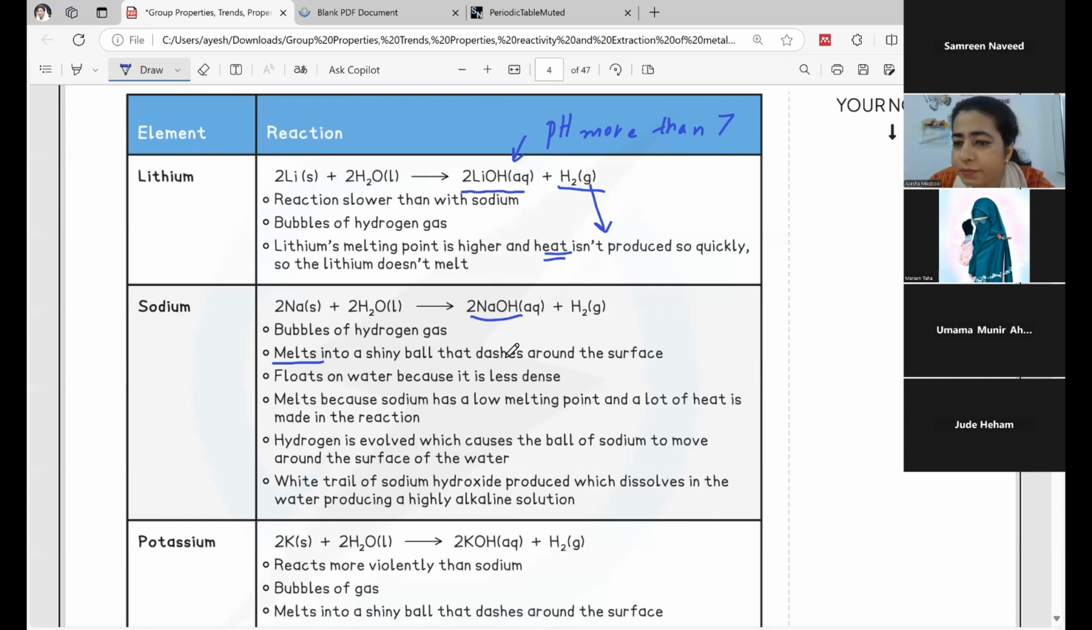Yes, Samreen. Miss, you were saying that heat isn't produced so quickly. I don't understand that part.